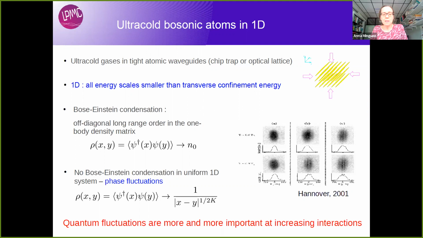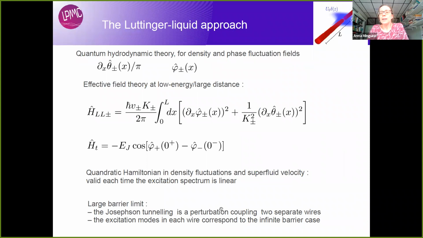So what happens in fact is that quantum fluctuations become more and more important with increasing interaction, which is the regime where the Luttinger parameter becomes smaller. So we decided to describe directly the strongly interacting regime. And after our work, there was a separate work by the group in Padua, where they also treated the same geometry in the weakly interacting regime, but I will not present that one.